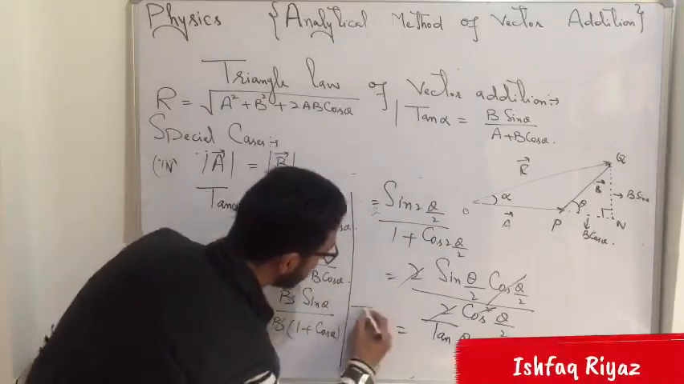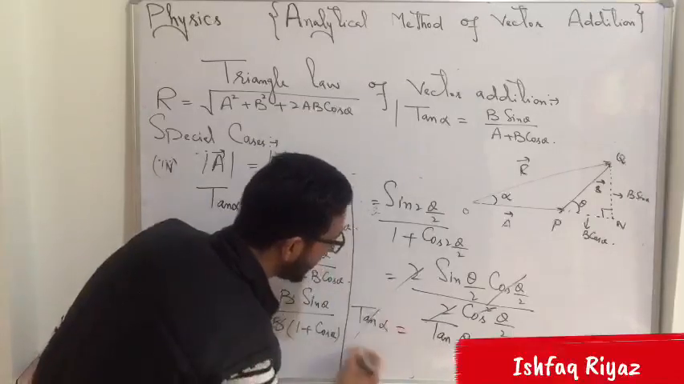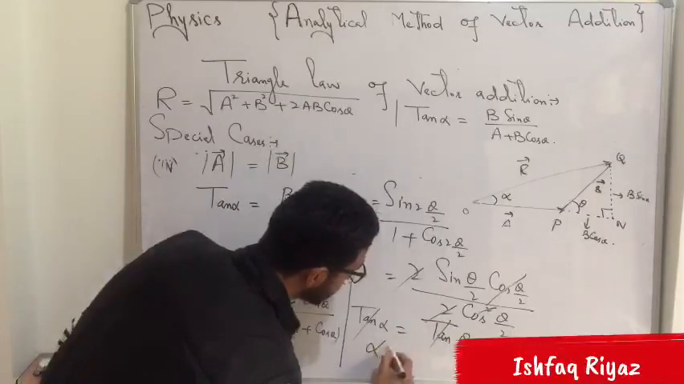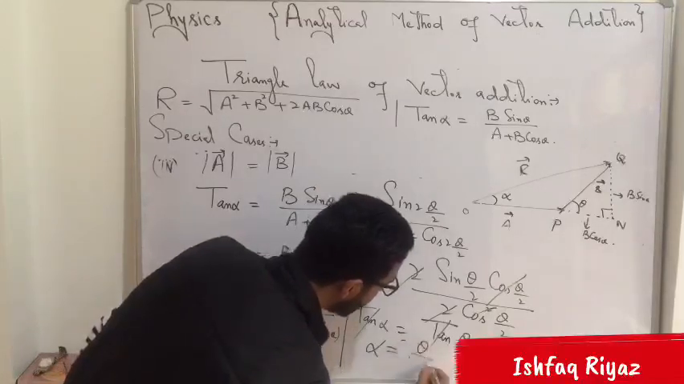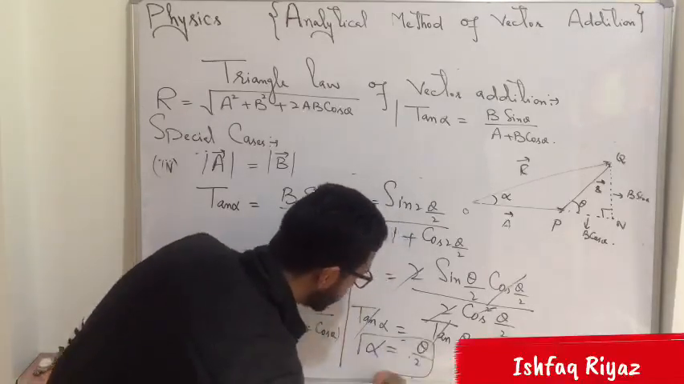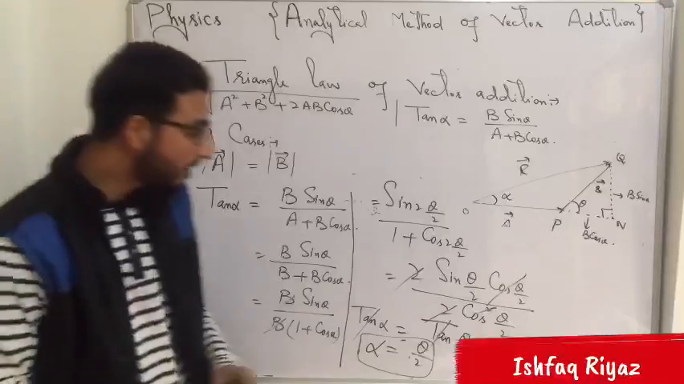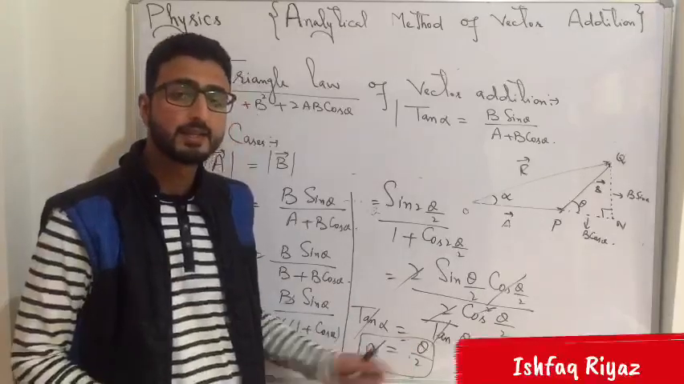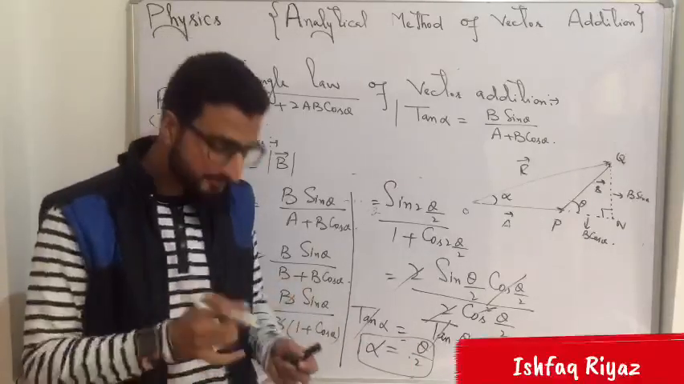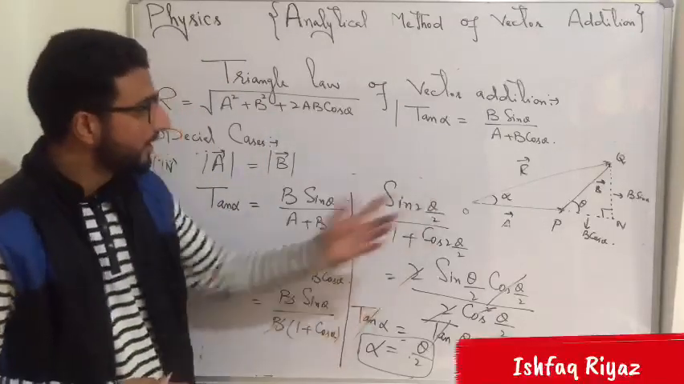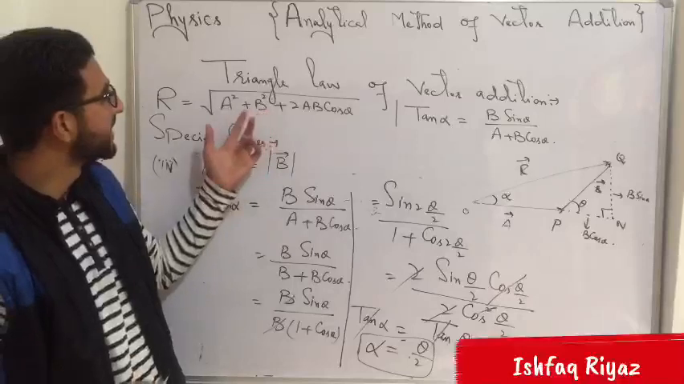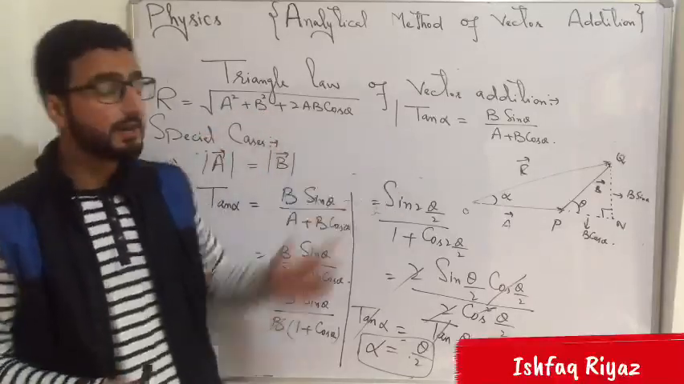And on LHS I have tan of alpha. Tan and tan cancel, so alpha will be simply equal to theta by 2. That is, the resultant vector divides the angle theta equally. So these were a few special cases regarding this expression, that is, the magnitude of r and the direction of r.